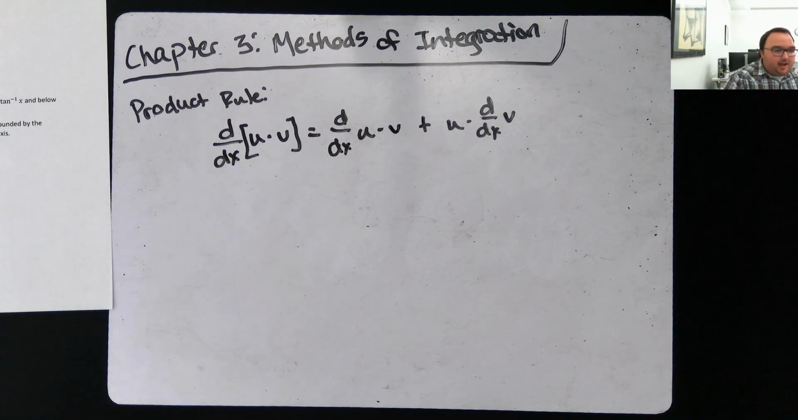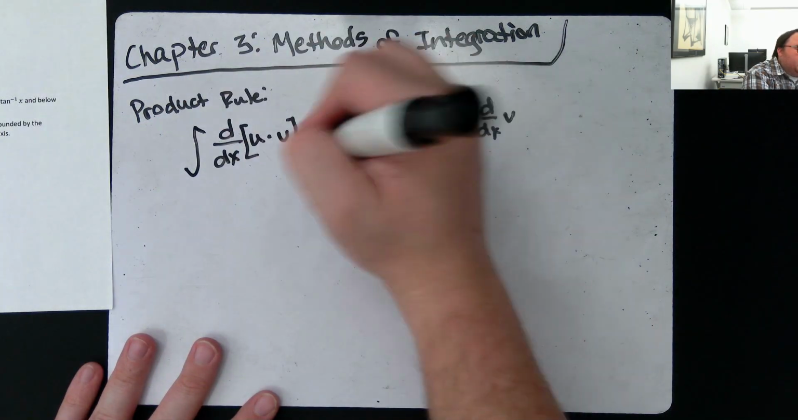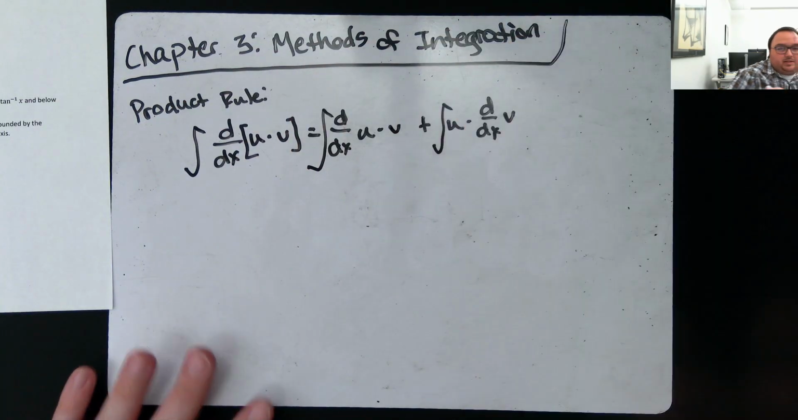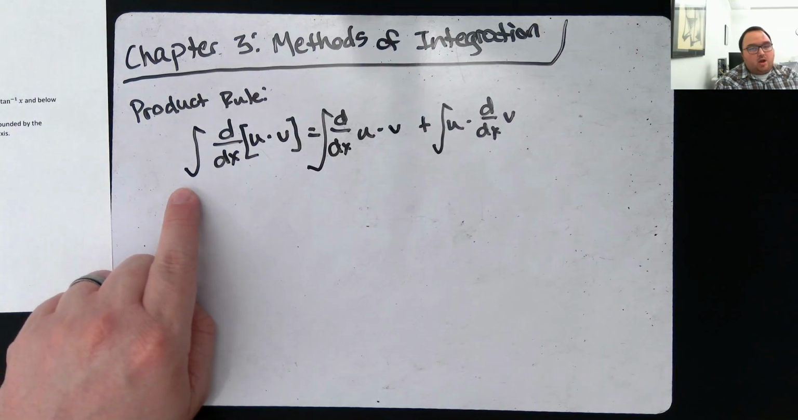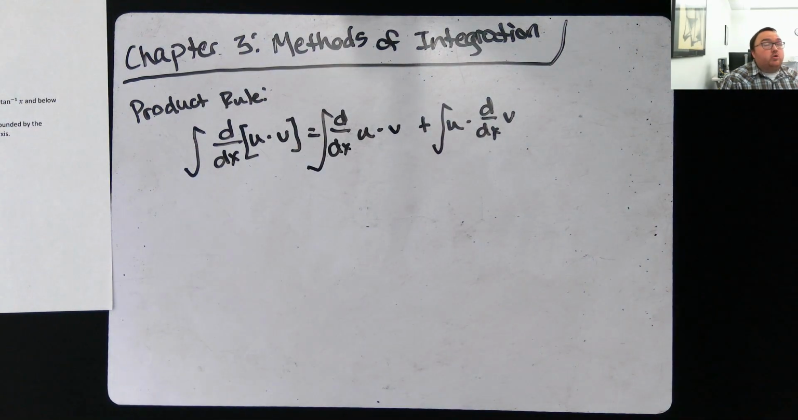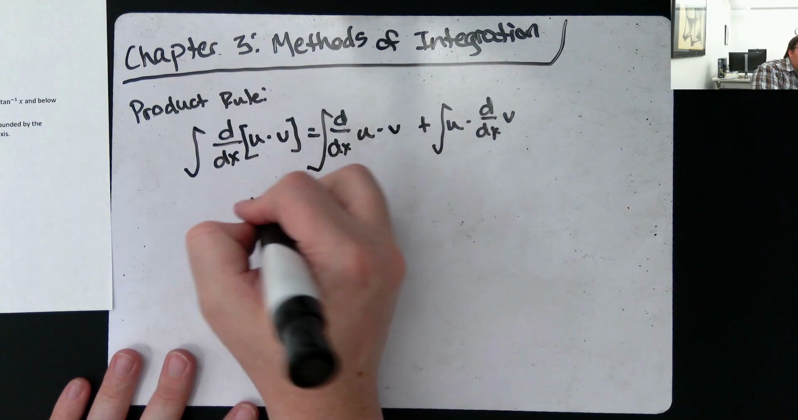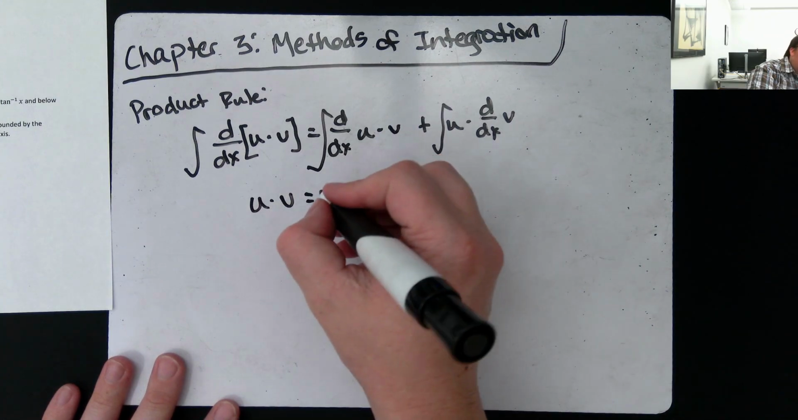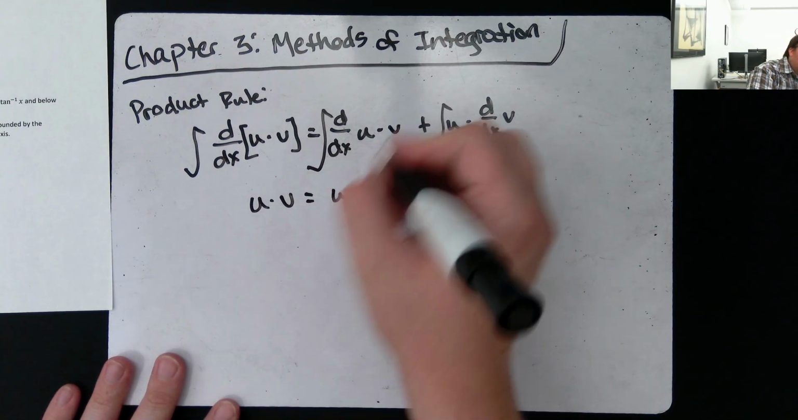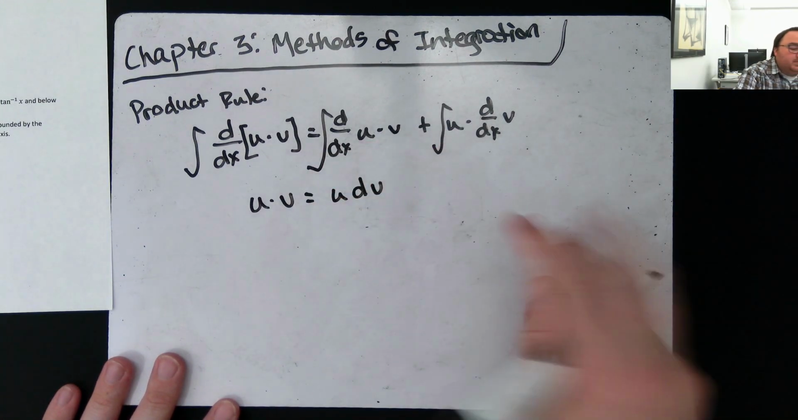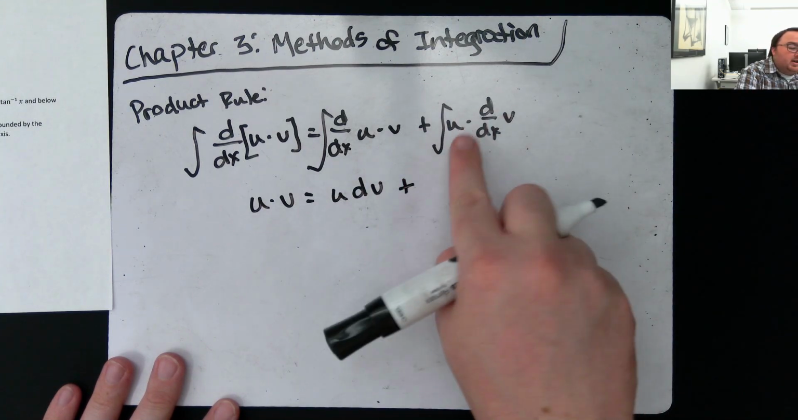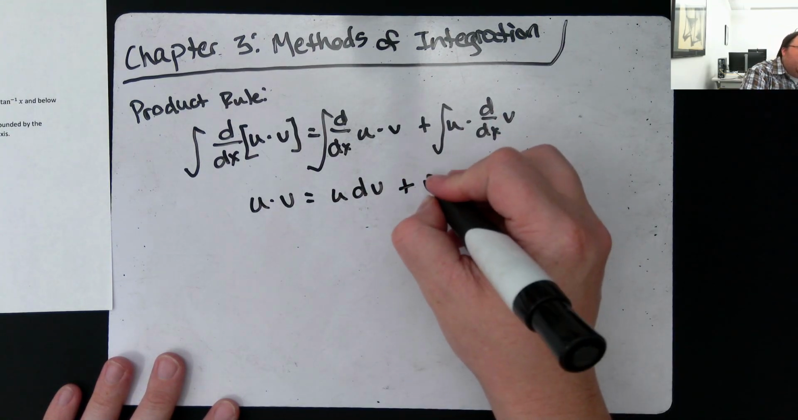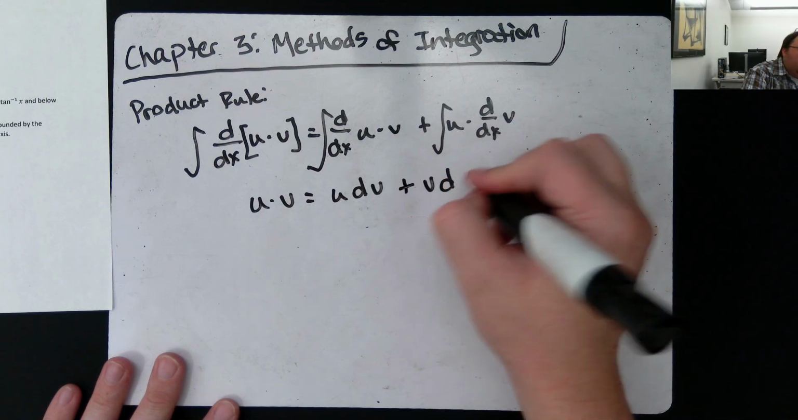So imagine I did that. I'm going to take the integral of this, integral of this, integral of this. Integral of a derivative, they cancel out, so this is just u times v. This would just leave me with u, but I'm stuck with a dv, plus this would just leave me with a v and a du.